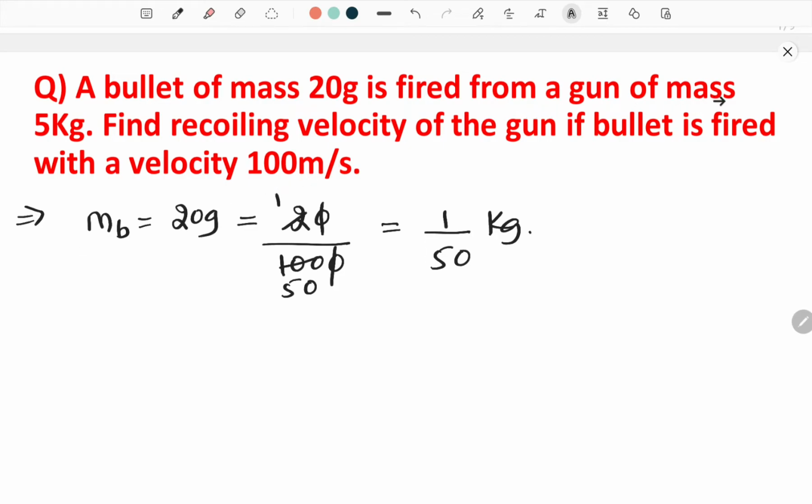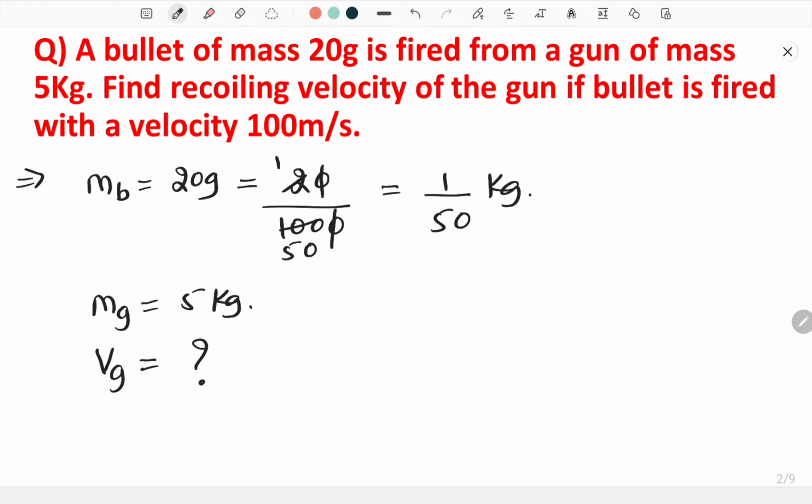All right. From a gun of mass 5 kg. So what is the mass of the gun? mg, the mass of the gun, is equal to 5 kg. Now they are asking to find the recoiling velocity of the gun. They are asking about the final velocity of this gun. Vg is the question mark. And they are saying the bullet is fired with a velocity of 100 meter per second. So the velocity of the bullet, they have given. You need to understand this. It is not ub, I mean vb, the velocity of the bullet. The final velocity of the bullet is 100 meter per second.